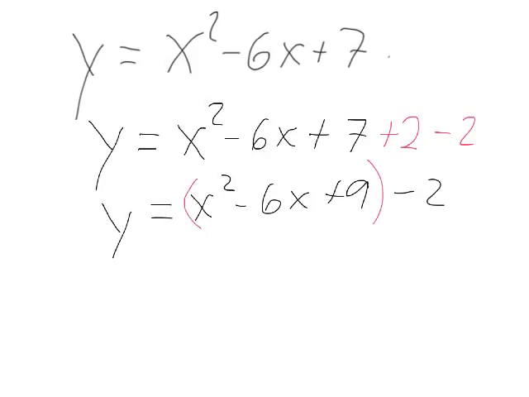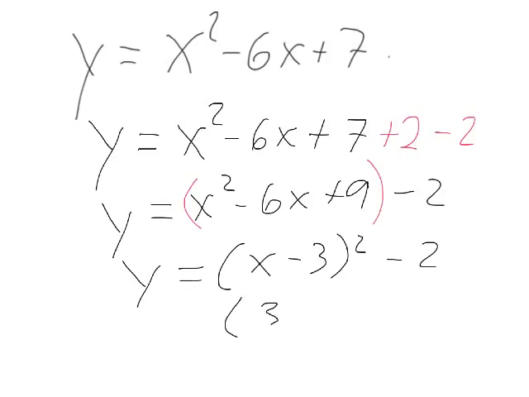Looking at the trinomial here, I can say this is y is equal to x minus 3 quantity squared minus 2, and the vertex is going to be at positive 3, negative 2. Easy to graph.